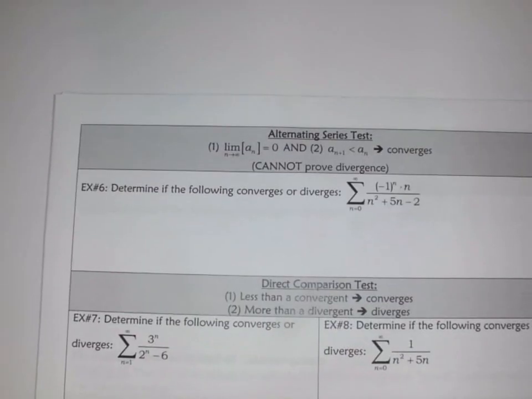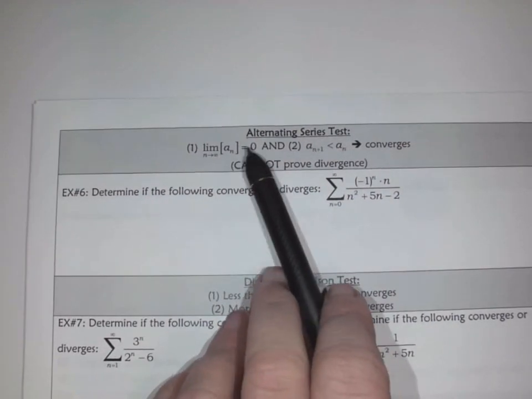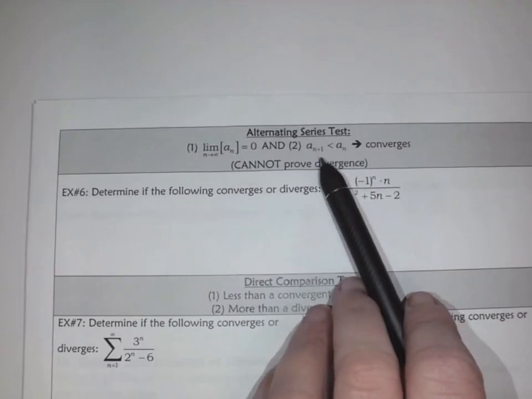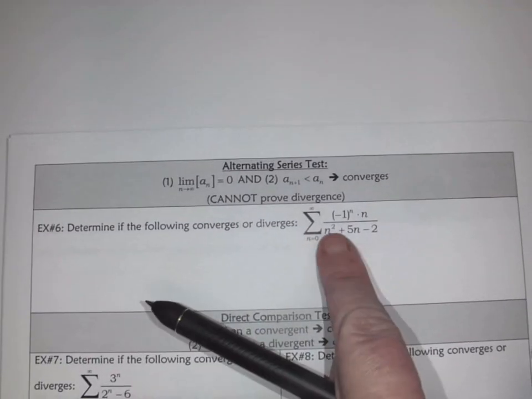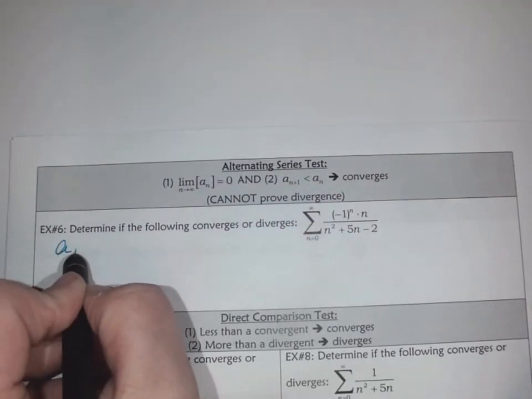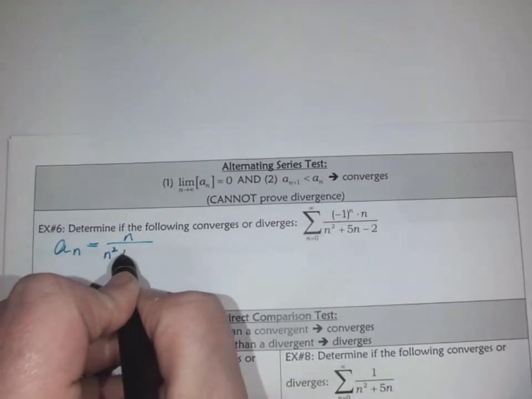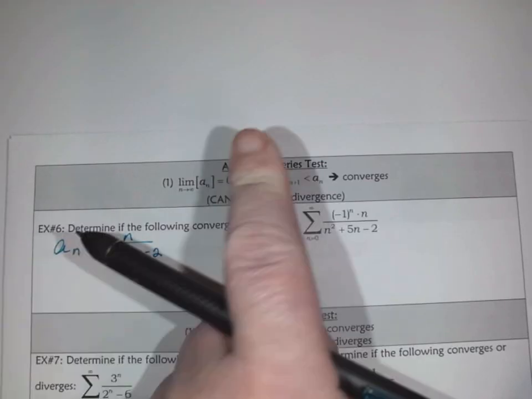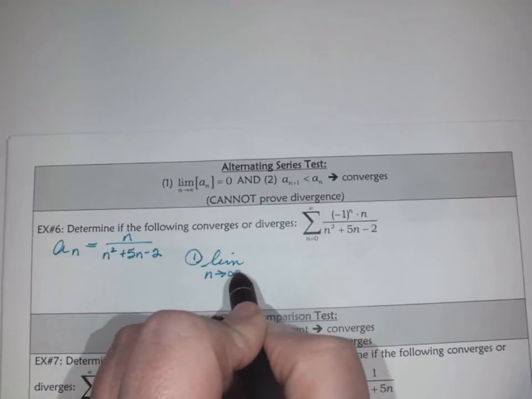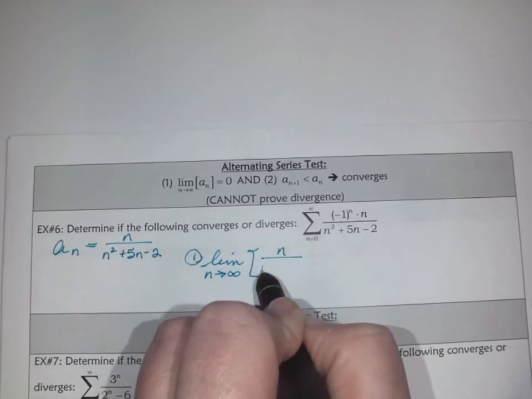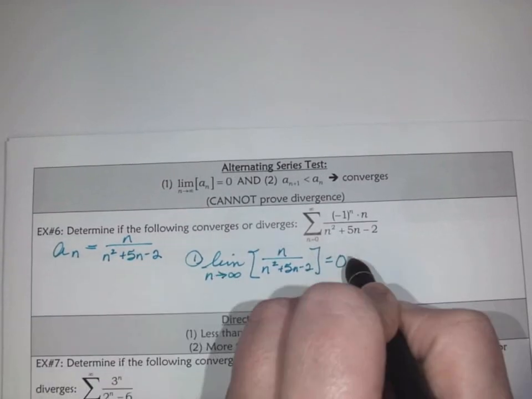Okay. Then we have the alternating series. Remember, alternating series has 2 conditions, that the limit of the terms goes to 0 and that the second term, the n plus 1 term, is less than the n term. So it's decreasing. So if we're looking at this guy, again, when we think about a sub n, we ignore the -1 to the n, and we have n over n squared plus 5n minus 2. So first condition is the limit as n goes to infinity of n over n squared plus 5n minus 2 is equal to 0, which it is.